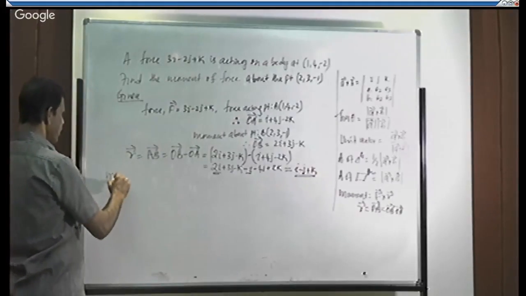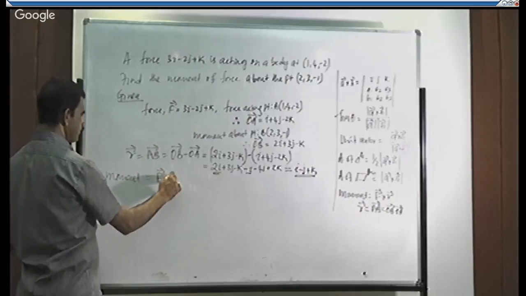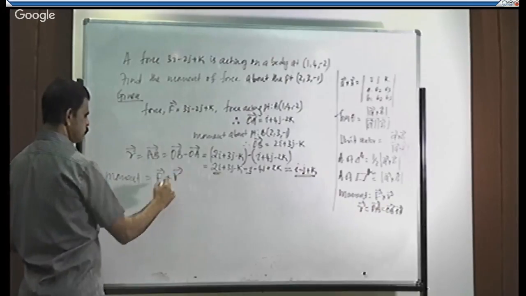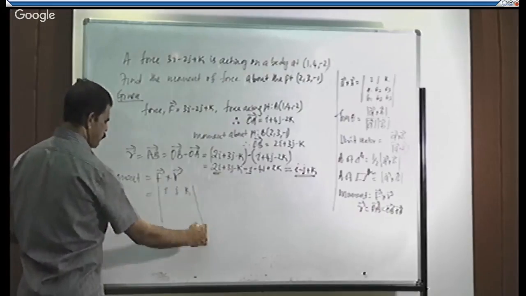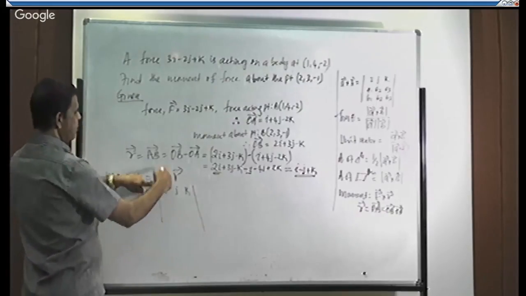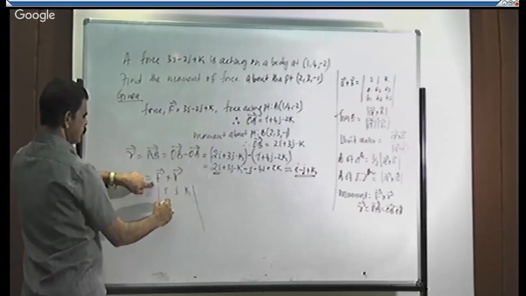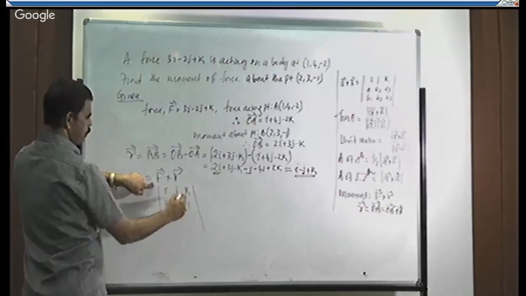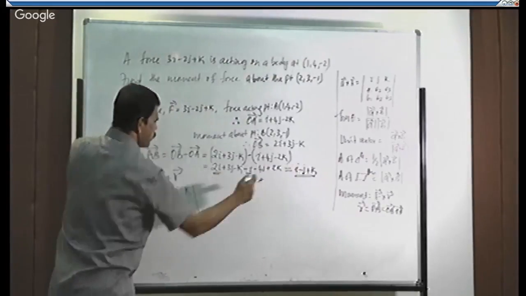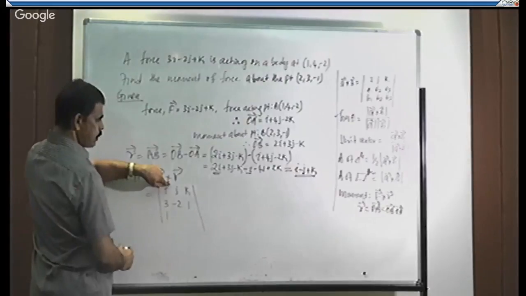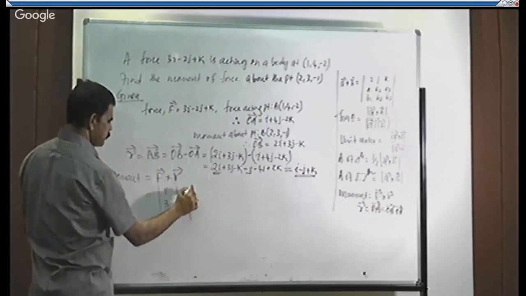Therefore, moment is equal to what? F cross R. Right? i, j, k. F, which is 3i minus 2j plus k. Take their constants: 3, minus 2, 1. R, which is i minus j plus k. What are the coefficients of i, j, k? 1, minus 1, 1. Expand it.